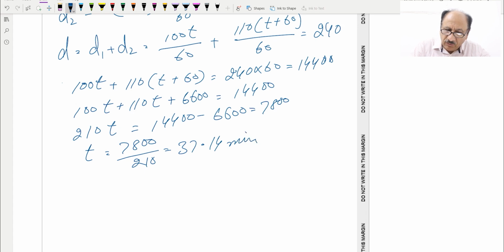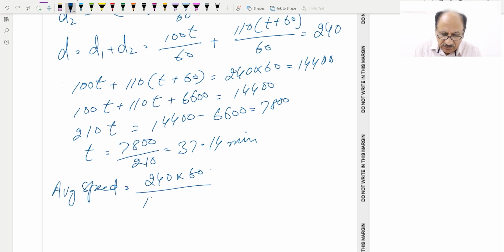You remember we have already converted the time into minutes. So average speed will be equal to 240, the total distance, divided by 134.28 (with the time converted to minutes). This will be average speed, distance over time. Basically, this is the time which we have calculated. How we calculated this 134.28, I will show here.